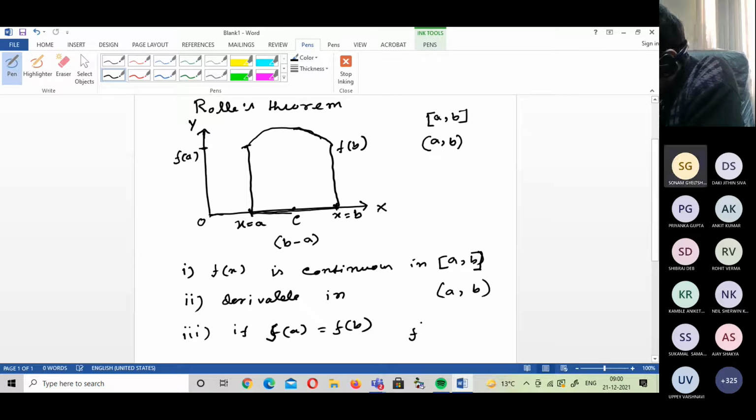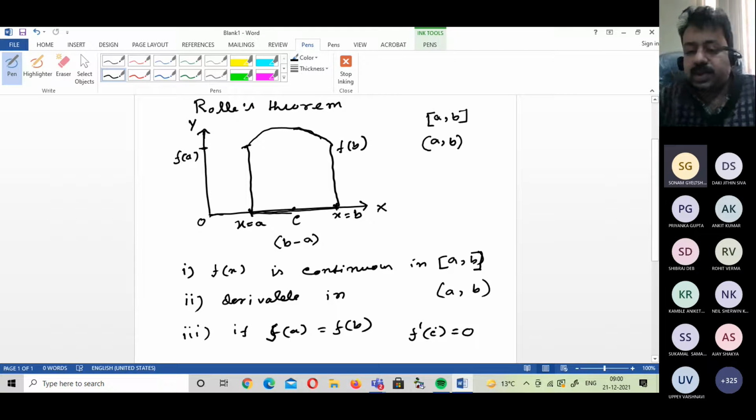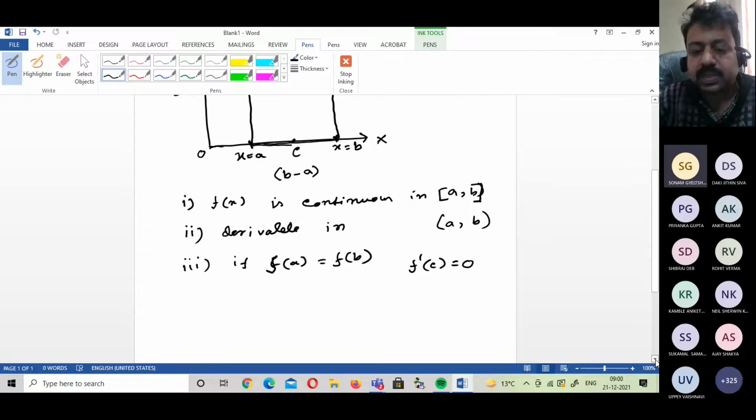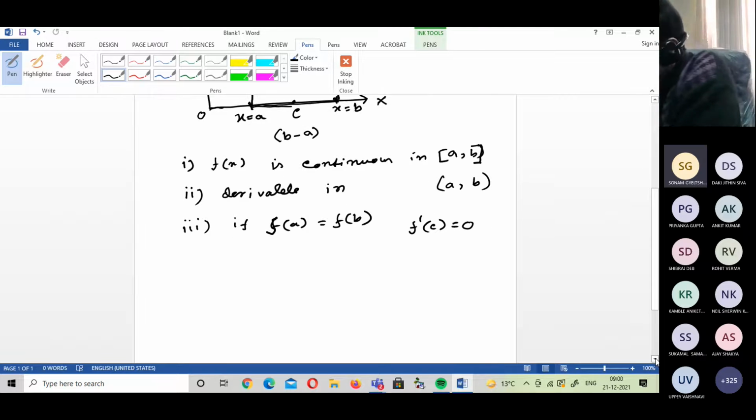That is, f dash c equals 0, where c lies between a and b. How can it be proved? First of all, as the function is continuous, it is bounded, and somewhere at a point, suppose c, the function attains its maximum value. You just assume the maximum value is capital M.